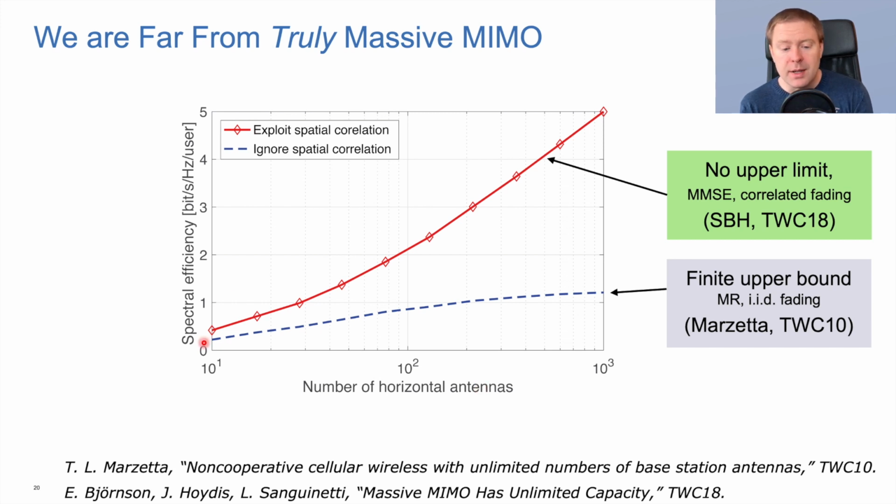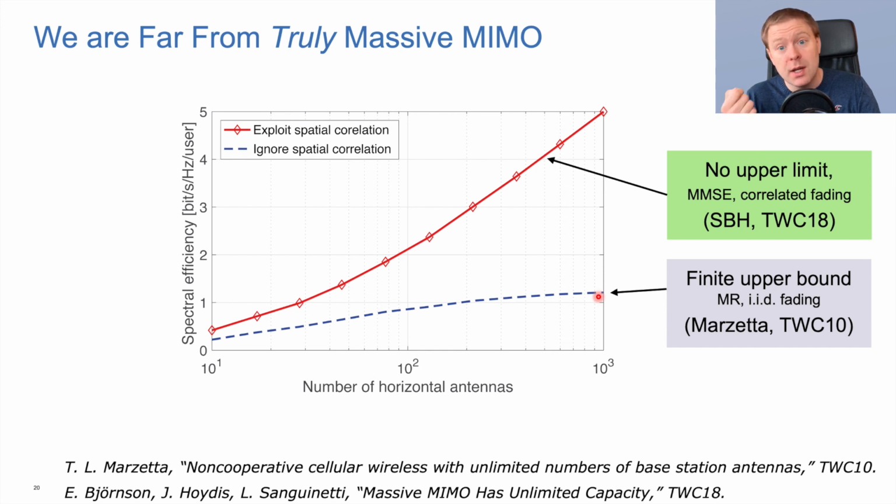So what I'm showing here is the spectral efficiency in bits per second per hertz per user that you can get depending on the number of horizontal antennas we have in our network. And the dashed line here is representing what Marzetta was predicting in his papers. And in his paper from 2010, he was seeing that as you add more and more antennas into the system, eventually you converge to a maximum spectral efficiency that was determined by something called pilot contamination that is limiting the performance.